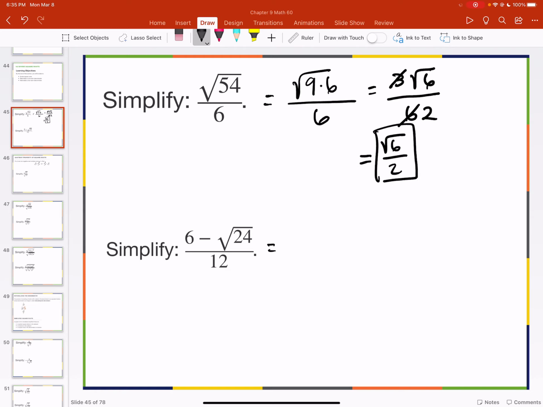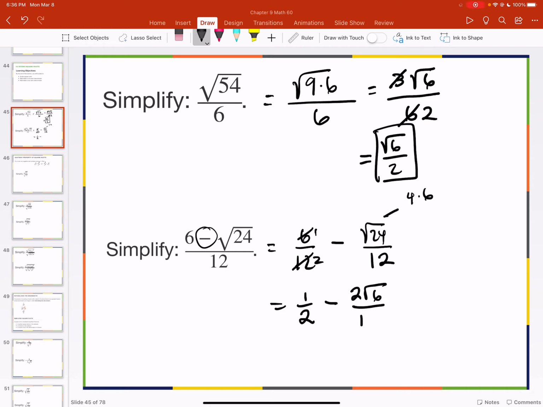Okay, how about this one here? This looks interesting. You can think of it in two ways. Because this is a two-term numerator, you can write this as 6 over 12 minus square root of 24 over 12. That's the property of fractions, right? Now, square root of 24, what is that? That's 4 times 6. So then 6 over 12 simplifies to 1/2, minus 2 root 6 over 12. But then this part cancels: 2 goes into 12 six times. And your final answer is 1/2 minus square root of 6 over 6.